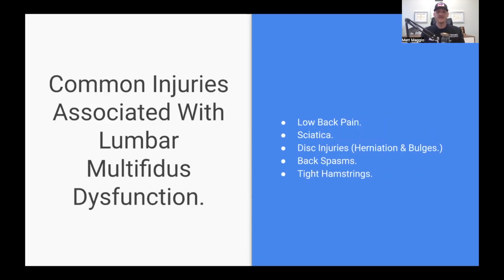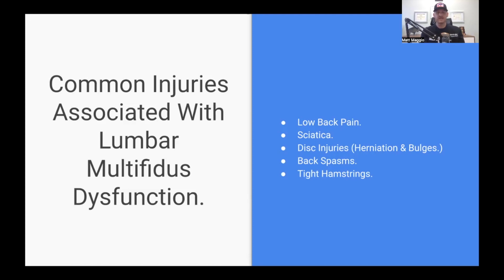So, some common injuries associated with lumbar multifidus dysfunction. One is generalized low back pain. A lot of times you'll see things like lumbago, or just back pain, and a lot of times the lumbar multifidus is one of the contributing factors. Sciatica as well. I don't really like the diagnosis of just sciatica. It doesn't really tell us a lot. We want a tissue-specific diagnosis about what's going on.